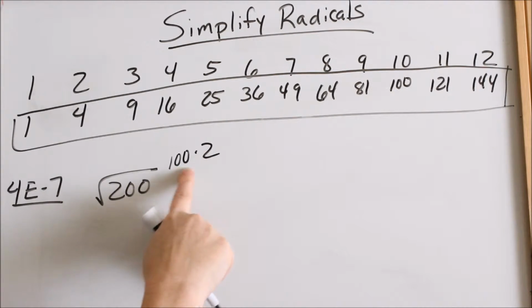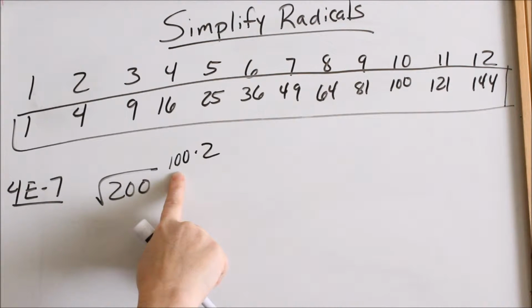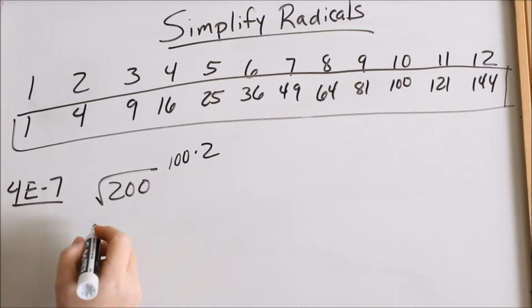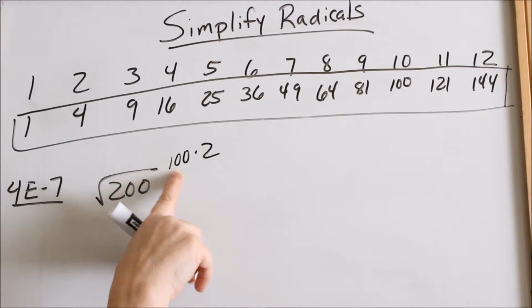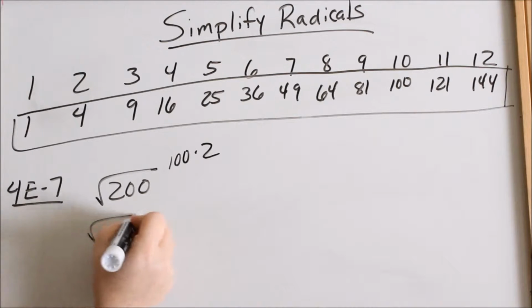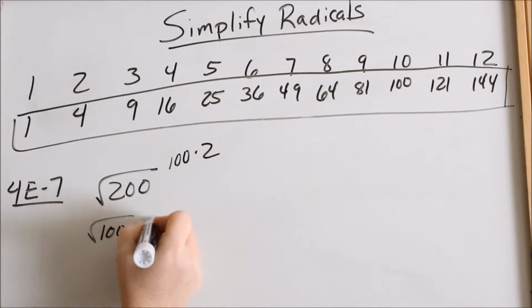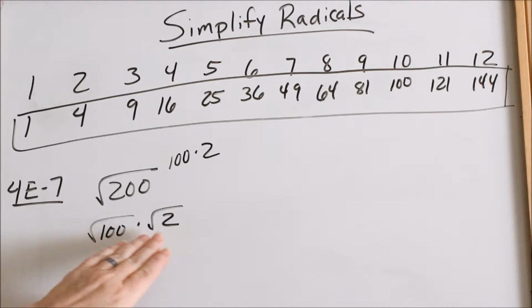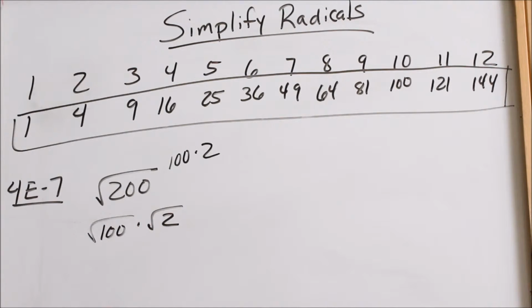So I'm looking for one of these factors, and I want it to be a perfect square. So I'm going to use this set of factors. When you simplify radicals, you break it up into these factors. Then I say the square root of 100 times the square root of 2, because by the rules of radicals, square root of 100 times square root of 2 is square root of 200. I usually write my perfect square first, because now the square root of 100 is 10, and I can't simplify square root of 2 any more than that.